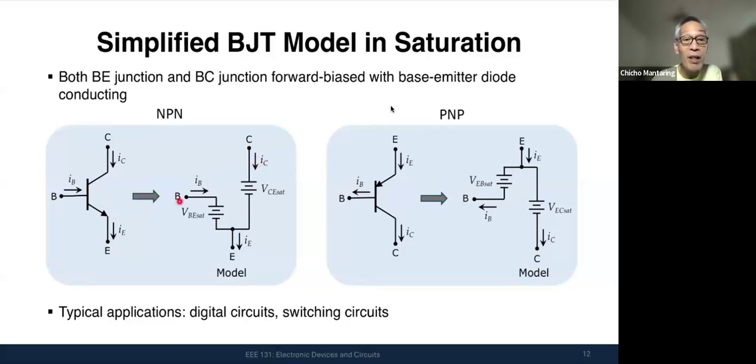But if your emitter base diode, your base emitter diode is not conducting, then your current will be zero. That's why here I added the restriction that your base emitter diode must be conducting for you to be able to make use of this model. Same here. The emitter base has to be conducting for you to be able to make use of this model. So this is typically used in digital circuits and also in switching circuits.